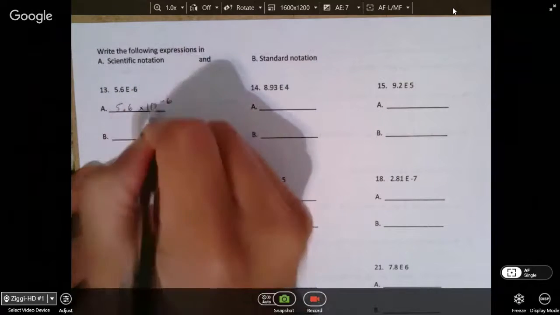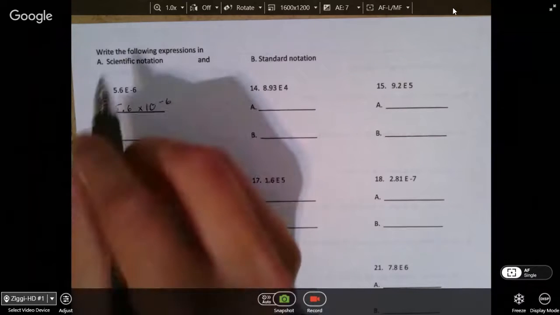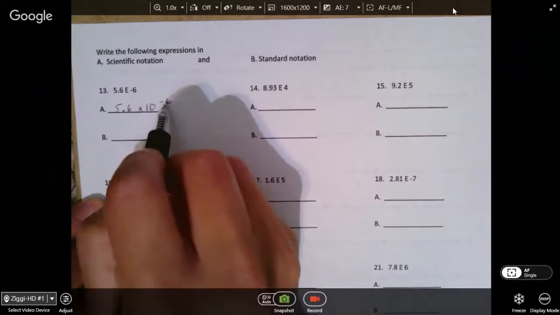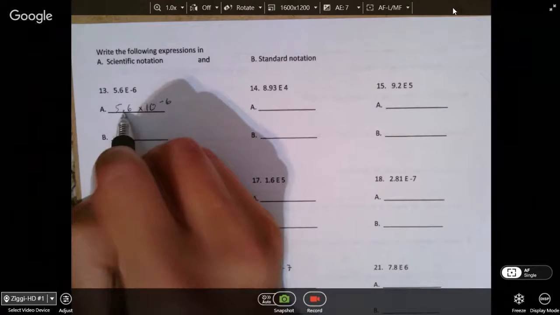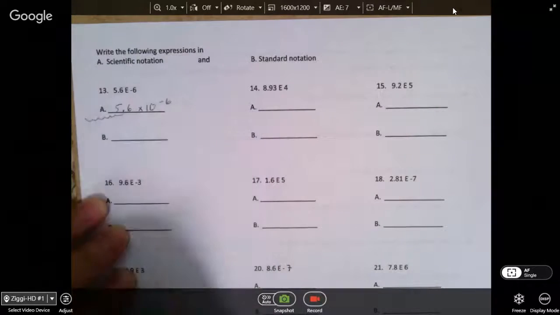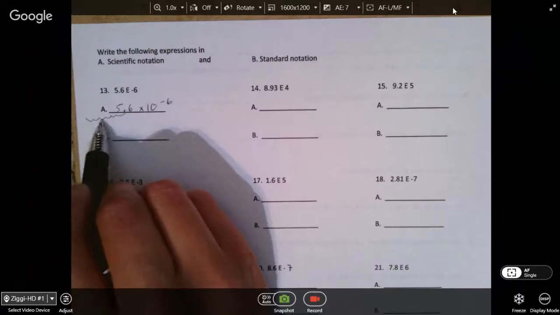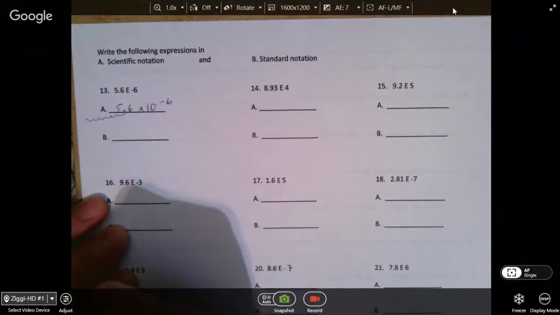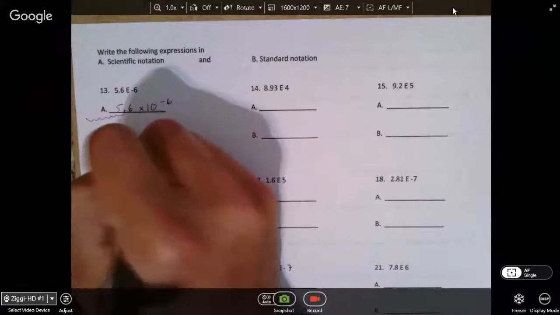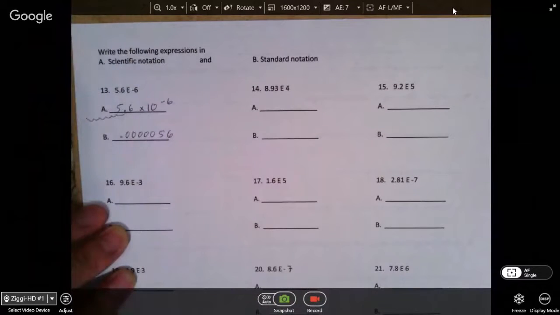That's what that means. Okay, and then in standard notation, I have to move negative exponent. I have to move the decimal to the left 6 times. So 1, 2, 3, 4, 5, 6. In case you need to visualize, that means the decimal will be right here, and you'll have 1, 2, 3, 4, 5 zeros in front of that 5. So 1, 2, 3, 4, 5 zeros, and then 5, 6 for standard notation.